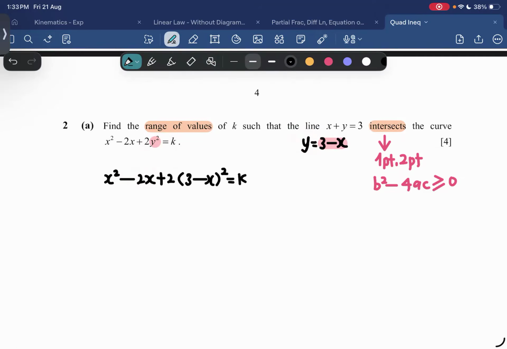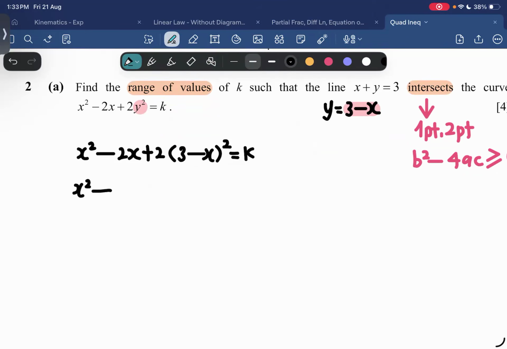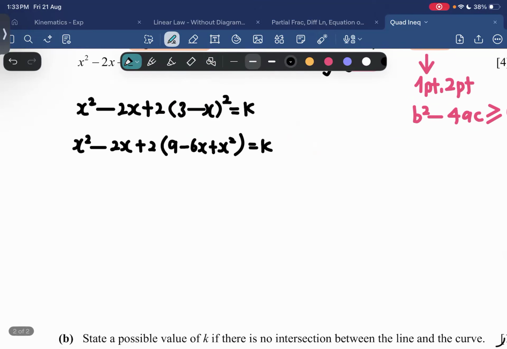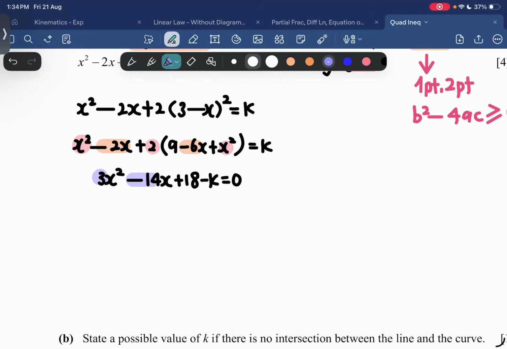Equals to k. So I'm going to open it up. x squared minus 2x. This one will be 2 times 9 minus 6x plus x squared equals to k. So when I open it up, let me just shortcut this thing, okay? So I will get 3x squared, then minus 2x, then this one is minus 12x. So that is minus 14x. Then we have plus 18 minus k. So what's my a, b, c?